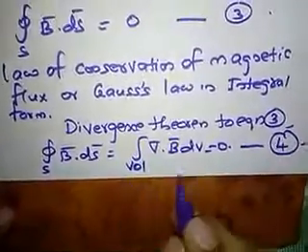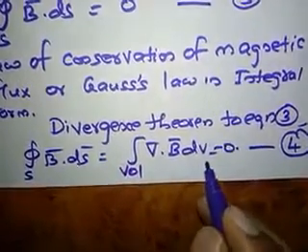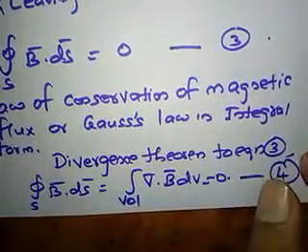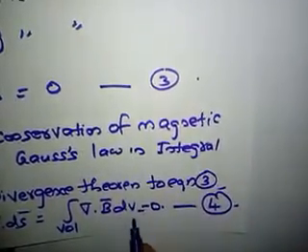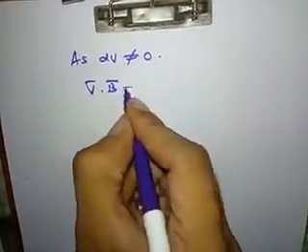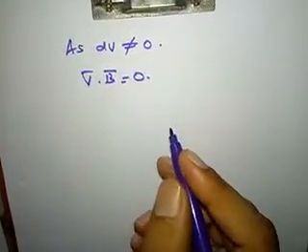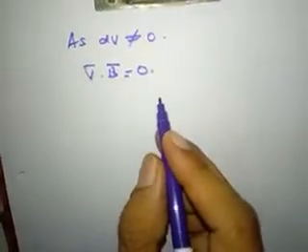Here dV is the volume enclosed by the closed surface. So dV cannot be 0. As dV cannot be equal to 0, what is the equation here? Del dot B bar dV is equal to 0, but dV cannot be equal to 0, so we can write del dot B bar is equal to 0.